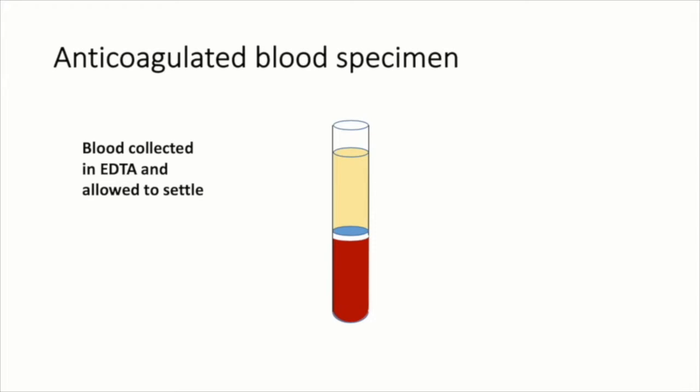So, specimens that are collected for CBC testing are collected in tubes that contain an anticoagulant called EDTA, which prevents the specimen from clotting by binding calcium.